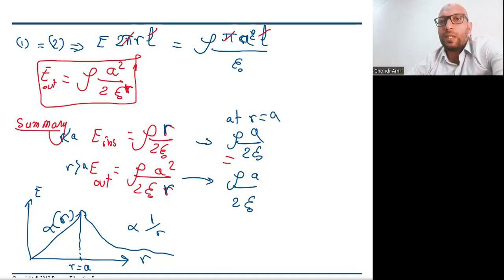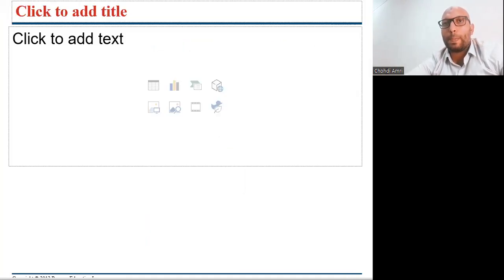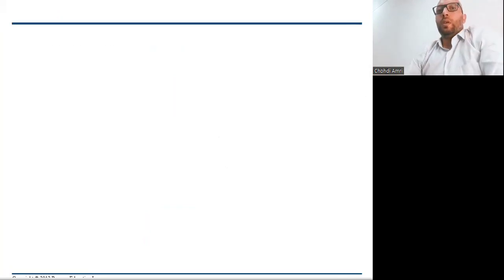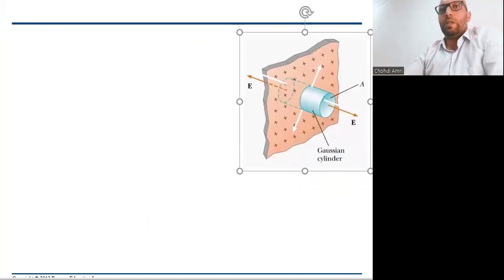Now we will discuss the electric field due to a non-conducting infinite plane with uniform charge per unit area, charge density sigma. The question here: what will be the electric field produced by a non-conducting infinite plane? We have a surface charge distribution in this case. Where is the figure? Okay, good.